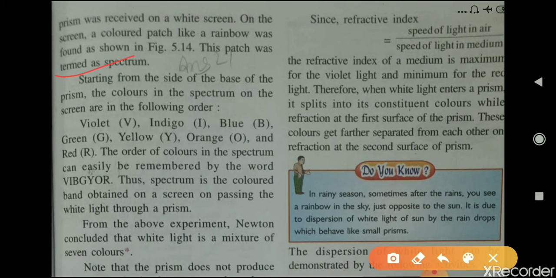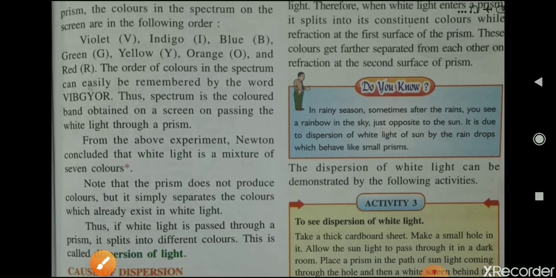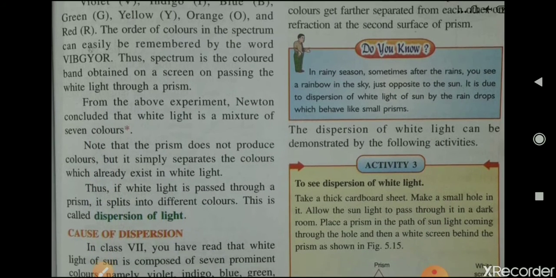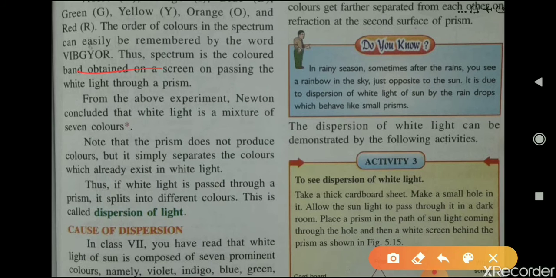Okay, now starting from the side of the base of the prism, the colors of the spectrum are in the order of VIBGYOR: violet, indigo, blue, green, yellow, orange, and red. And thus the spectrum is a colored band obtained on a screen on passing white light through a prism. This is known as spectrum.